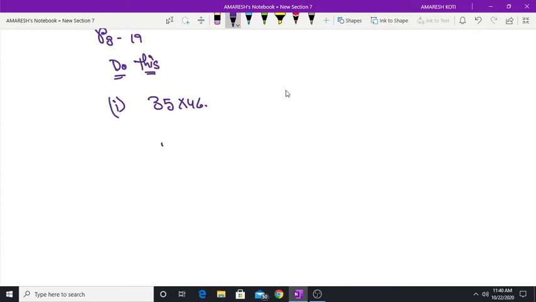So simply log of 35 into 46 to the base 10. If there is no base, it means the base is 10. This is very important. If they did not give any base, then it is 10. I am telling in Telugu.